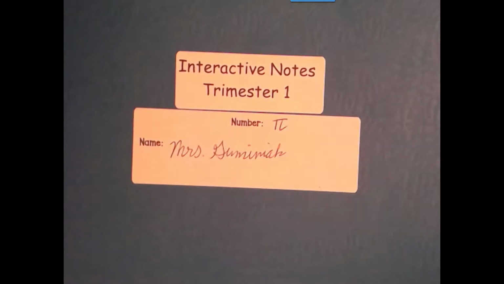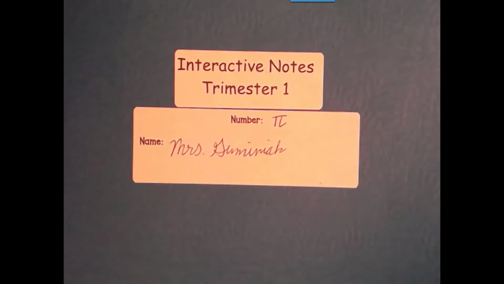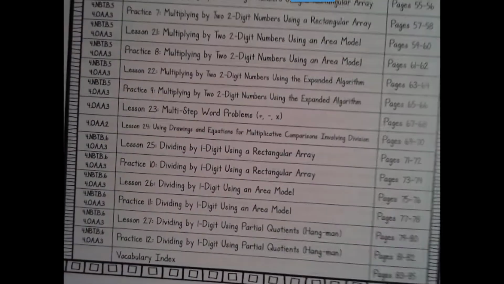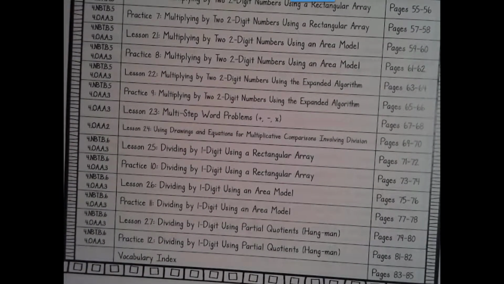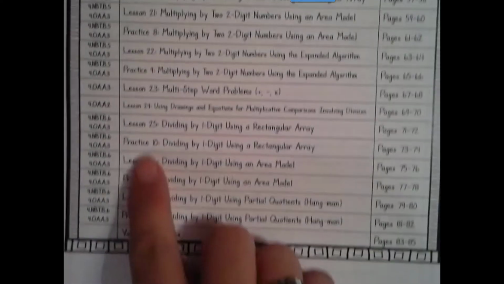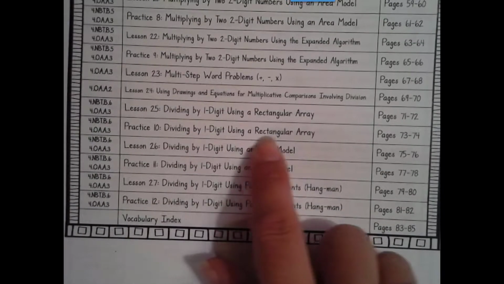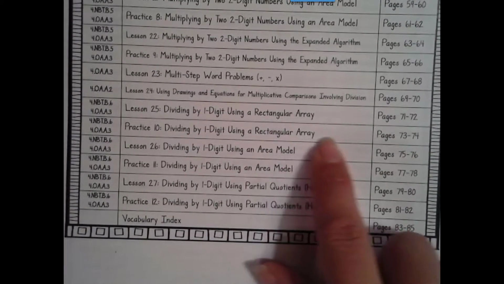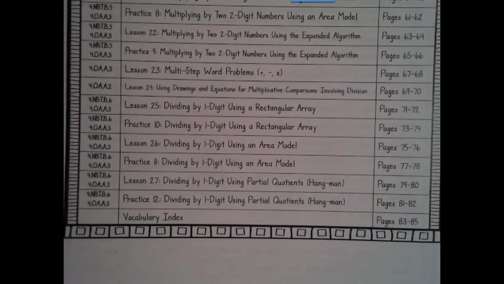Welcome to practice 10 of our interactive notes. This gives us a chance to practice the lesson that we just did the day before. Practice 10, dividing by one digit using a rectangular array. We're going to turn to pages 73 and 74.